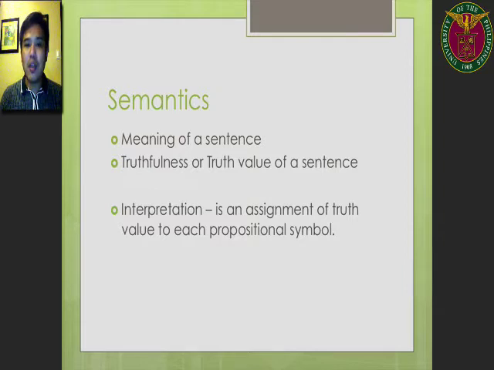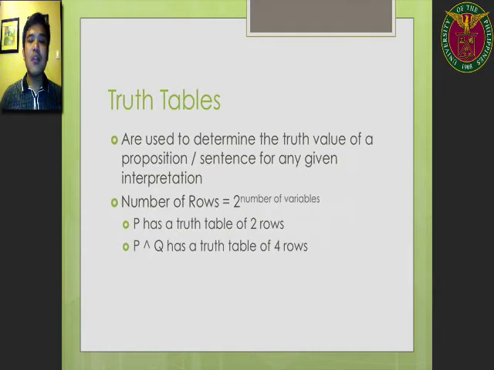So what about interpretation? An interpretation is an assignment of truth values to each propositional symbol. So to learn more about it, we will be having examples later. So how do we create truth tables? Before we do that, we have to define what a truth table is. So truth tables are used to determine the truth value of a proposition or sentence for any given interpretation.